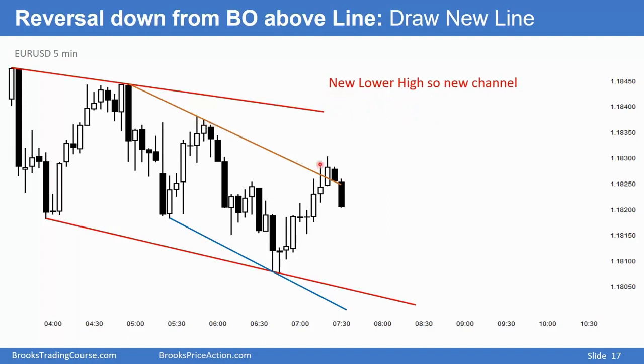Do I keep this line? Well, we broke above it and we are reversing down. It's probably better to keep using this point and then maybe move the line up to this point, or this point and that point. I would use this point and that point as the new top of the channel until we get more information.